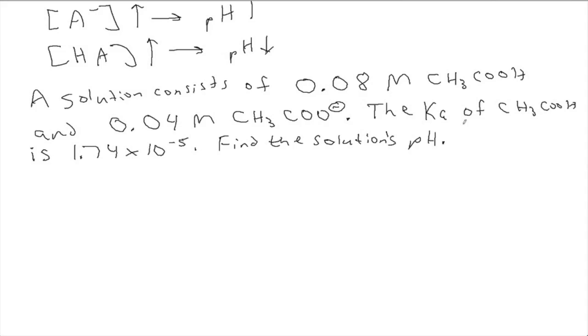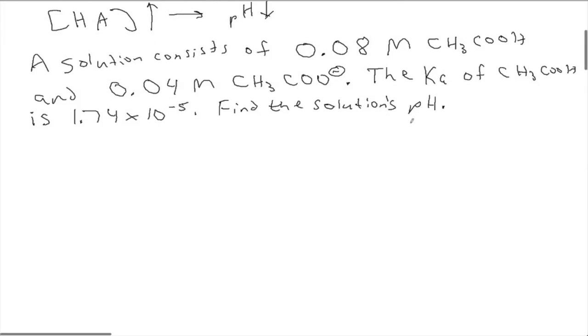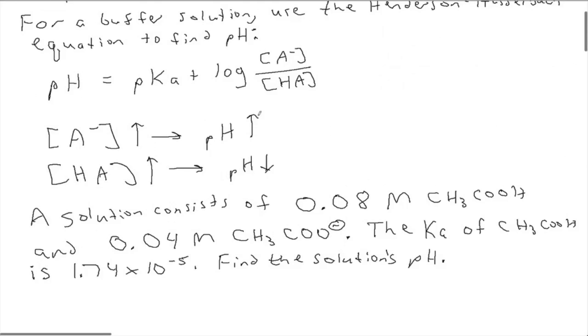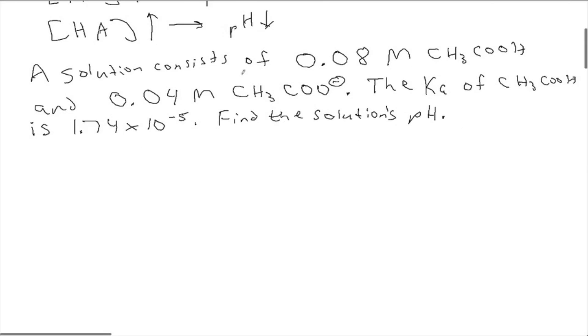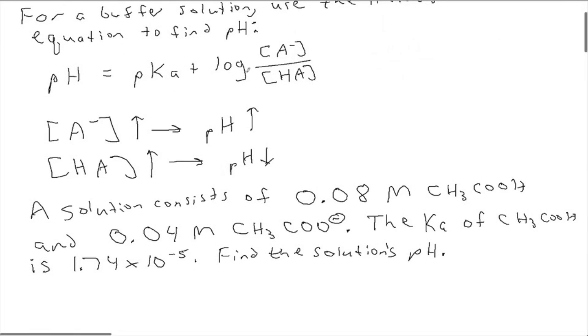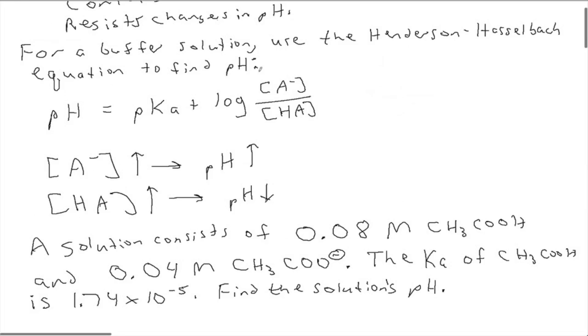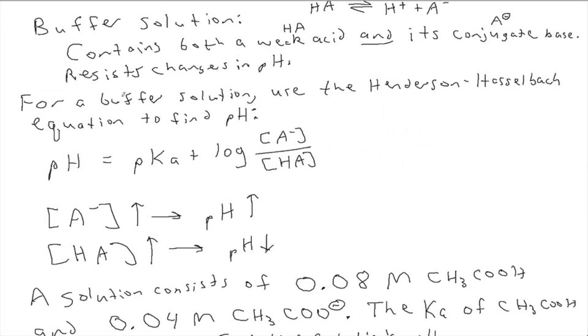So these problems are solved completely differently than the ones we did before. Do you remember all the previous problems? We wrote the chemical equation and we did a before change after table. Now you could use that approach here as well, but there's a shortcut for these problems. For buffer solutions, all we have to do is plug into the Henderson-Hasselbach equation. You can only use the Henderson-Hasselbach equation for a buffer.